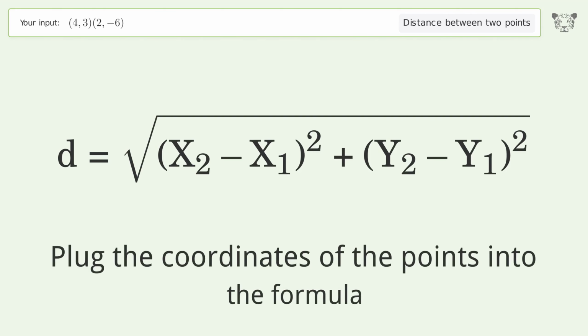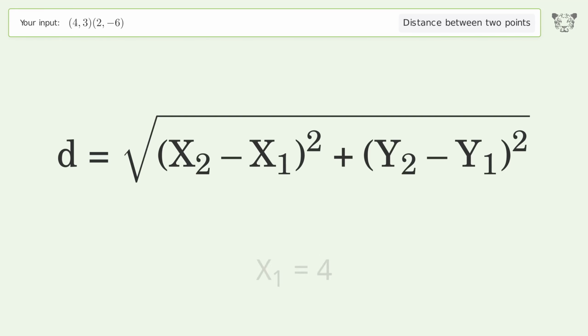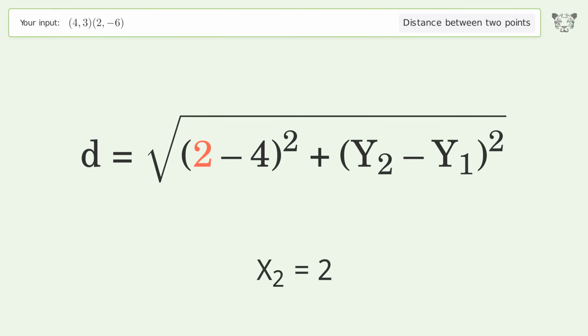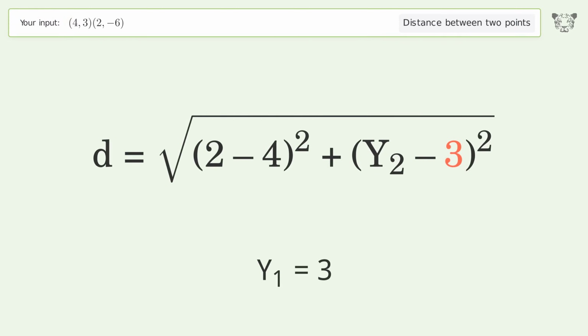Plug the coordinates of the points into the formula. x1 equals 4. x2 equals 2. y1 equals 3. y2 equals -6.